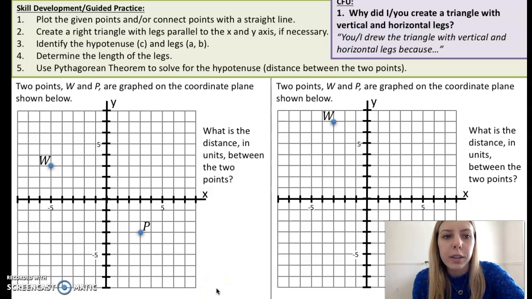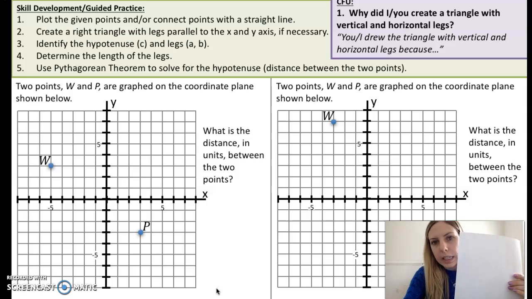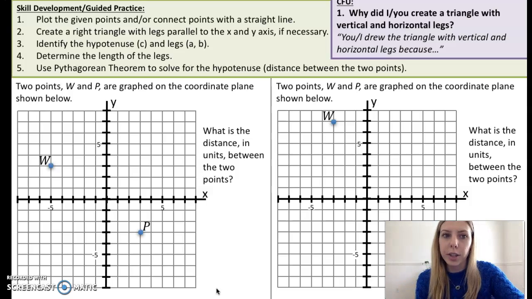Okay, everyone, we are now at our skill development and guided practice part of our lesson. For this part of our lesson, all you're going to need to have is a paper and make sure you have something to write with, a pencil, crayon, it doesn't matter really, just as long as you can read your writing, and that way you can do the work as we go through it together.